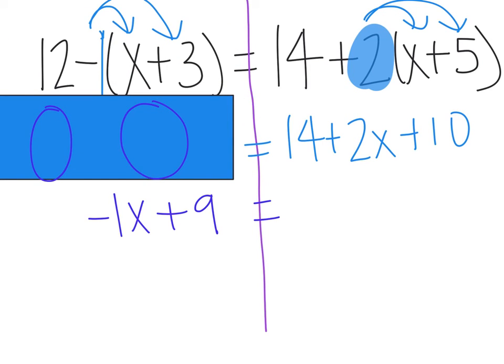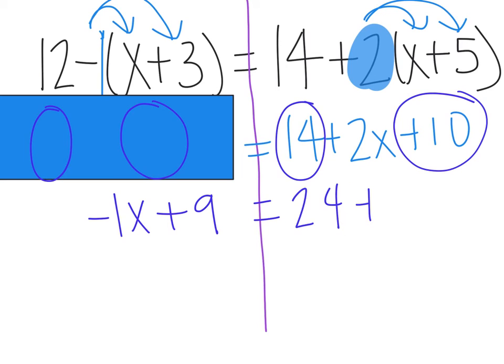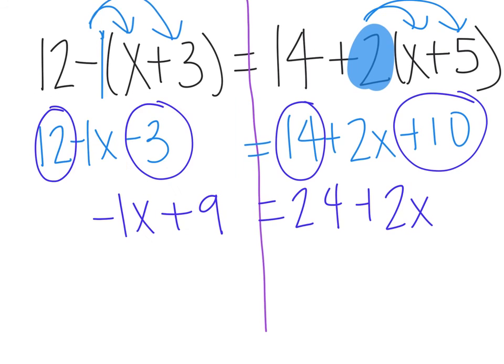And then if I look at the right side, notice I have 14 plus 2x plus 10. I'm going to be able to combine that 14 and that plus 10 together because, again, they are like terms. So 14 plus 10 is going to give me 24 plus 2x. So now my sides are simplified. At this point, I'm ready to start moving stuff around.